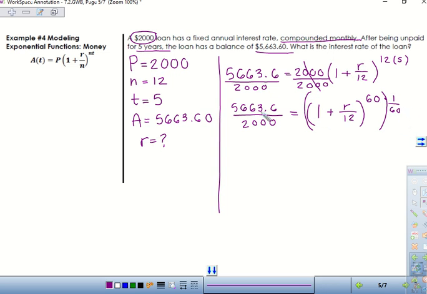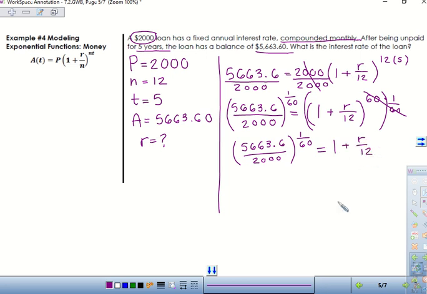But what I do to one side, I have to do to the other. So if I put both of them to 1 over 60, that's going to get rid of that particular thing. So this cancels out. And this leaves me with this over here to solve. And then I have this. And then I'm going to subtract 1 on both sides.